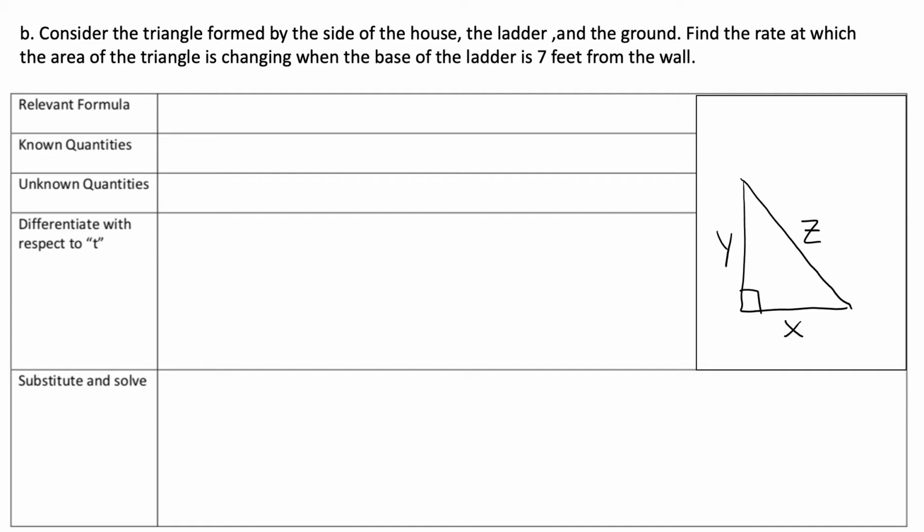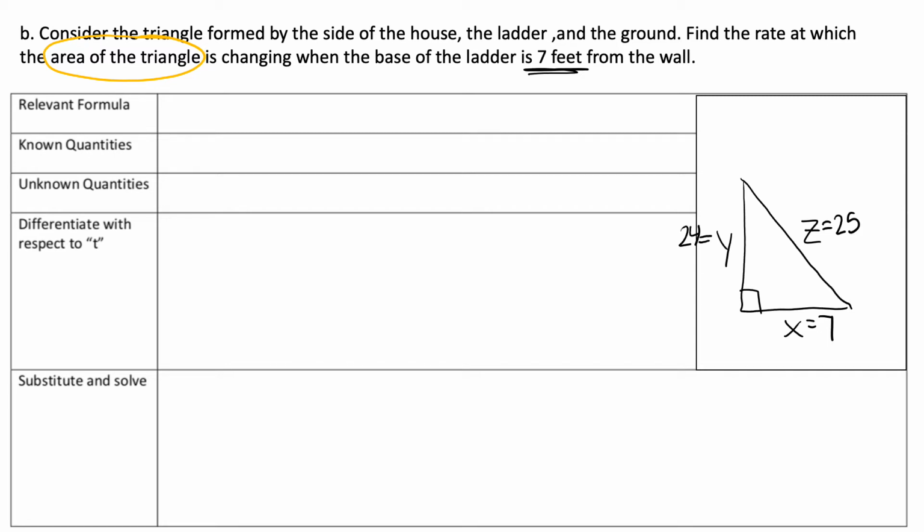So for part B, it says consider the triangle formed by the side of the house, the ladder, and the ground. And this is referring to that very same ladder, so the 25-foot ladder that we were using earlier. It wants us to find the rate at which the area of the triangle is changing when the base of the ladder is that same 7 feet. So we're going to keep our x as 7. We already solved for y in our last slide and got 24.